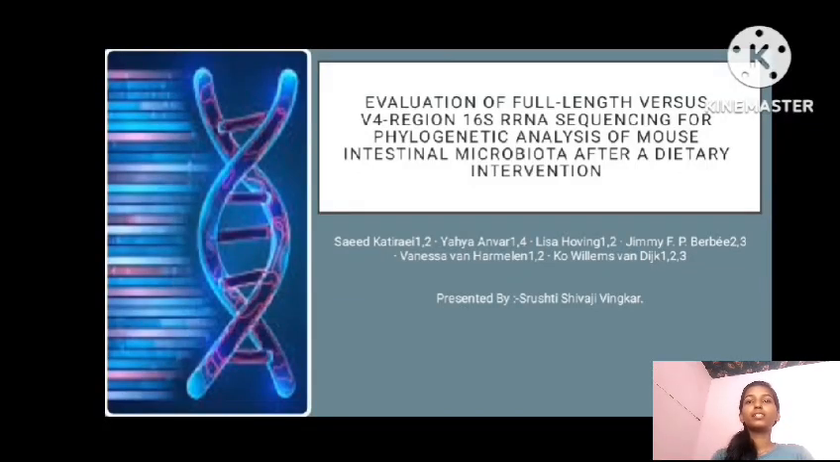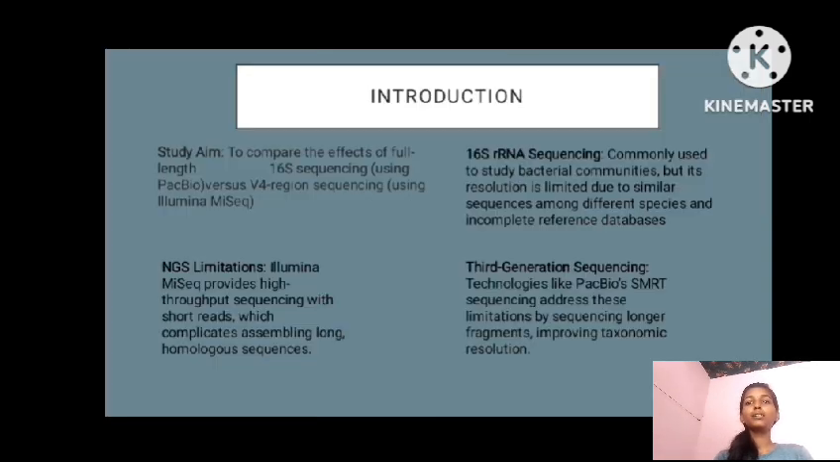Hello everyone. The title of the research paper is Evaluation of Full Length versus V4 region 16S rRNA sequencing for phylogenetic analysis of mouse intestinal microbiota after a dietary intervention. Authors: Sid K3, Yaya Anwar, Lisa Hoving and others. Presented by Srushti Vingakar. Here is a brief introduction about the research paper.